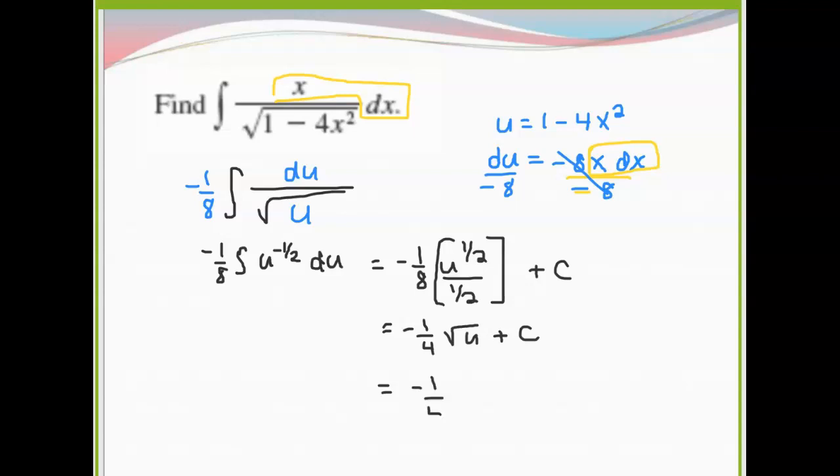But we don't want to end our problem with u. We want to substitute back in x. So we get negative 1/4 the square root of 1 minus 4x squared plus c.